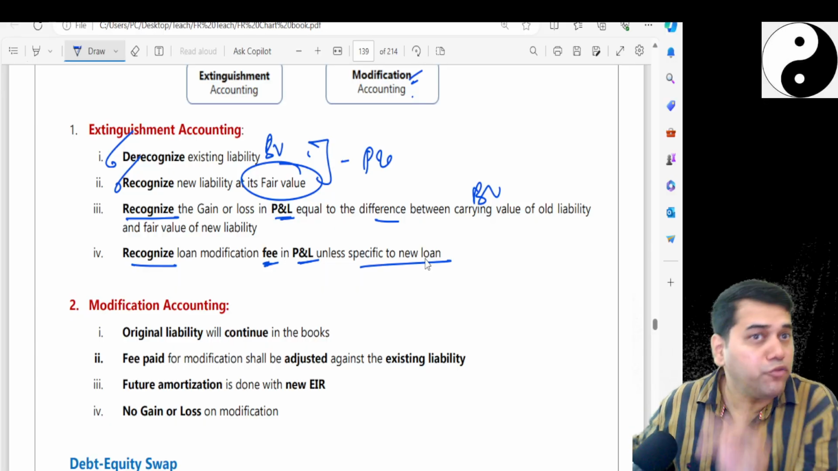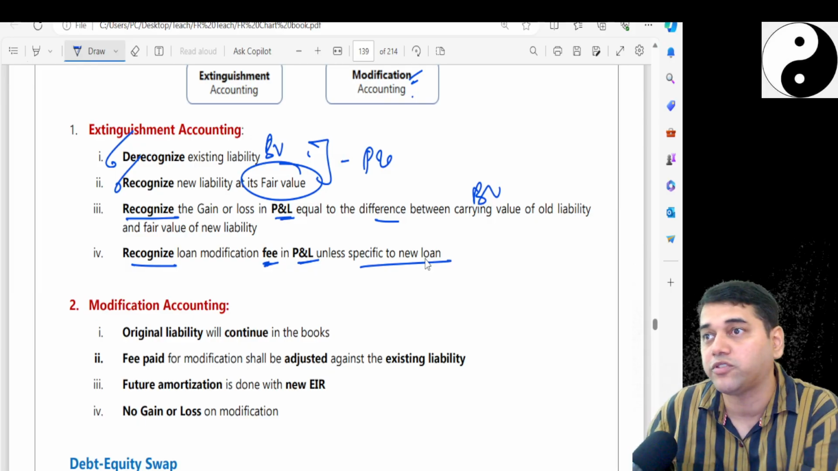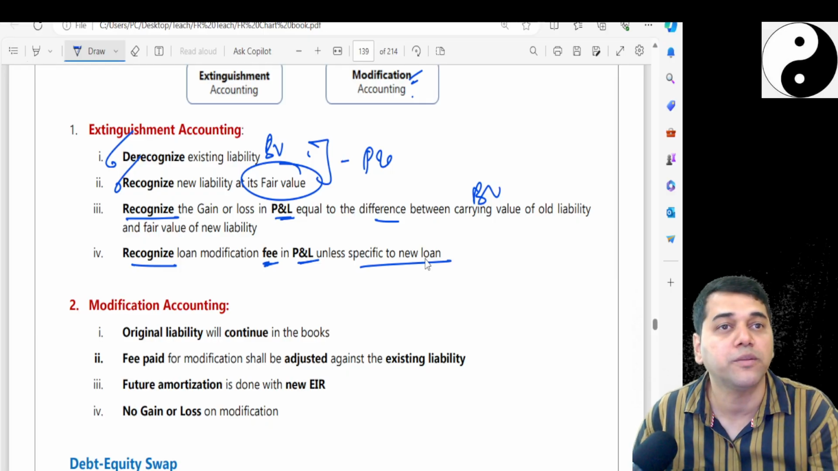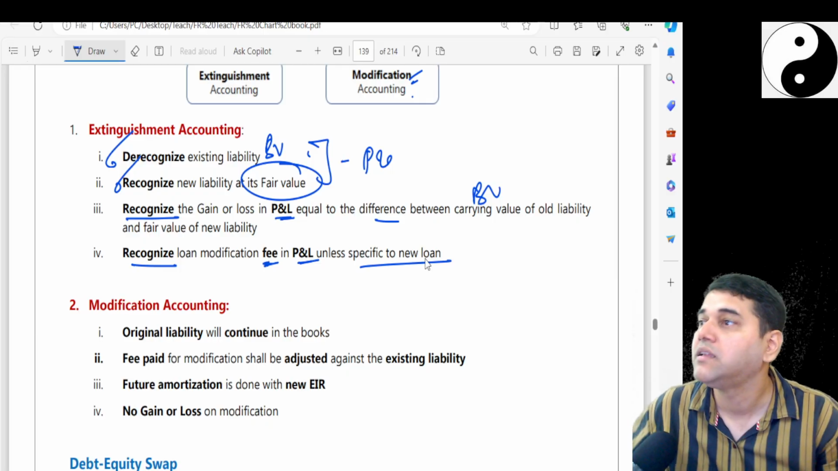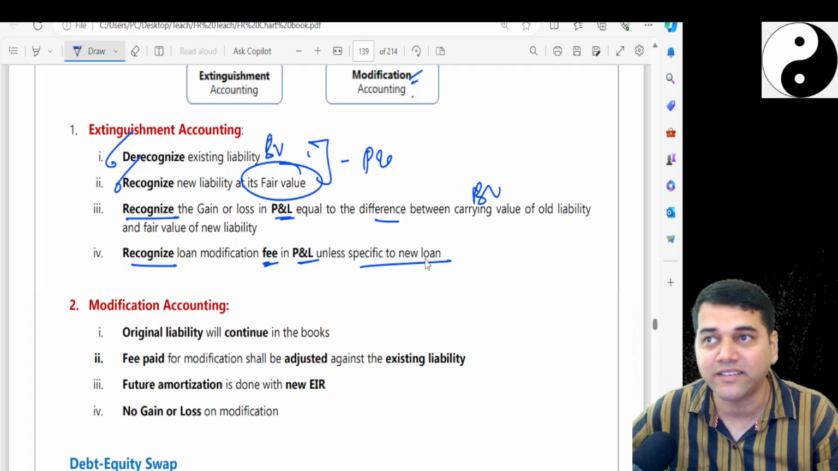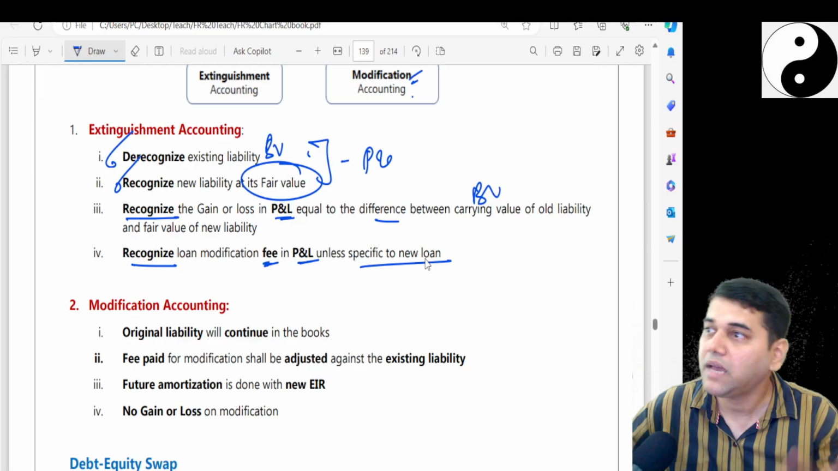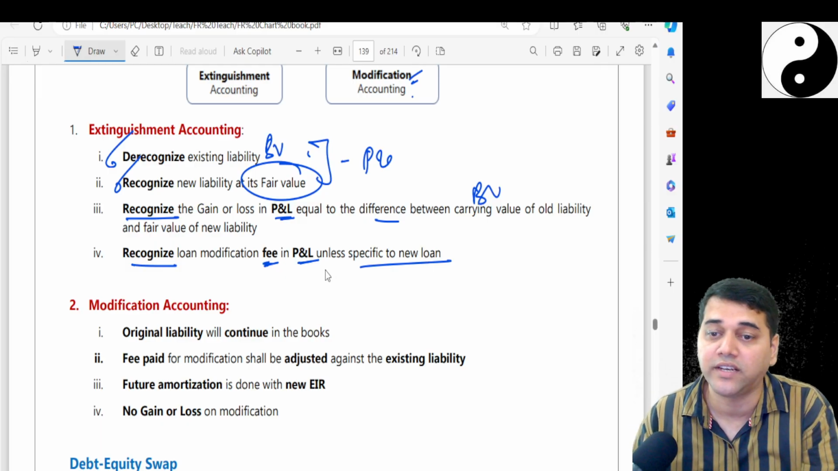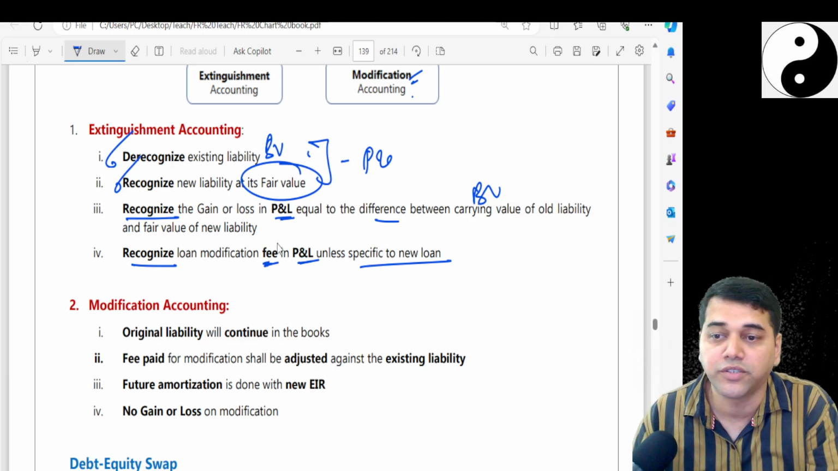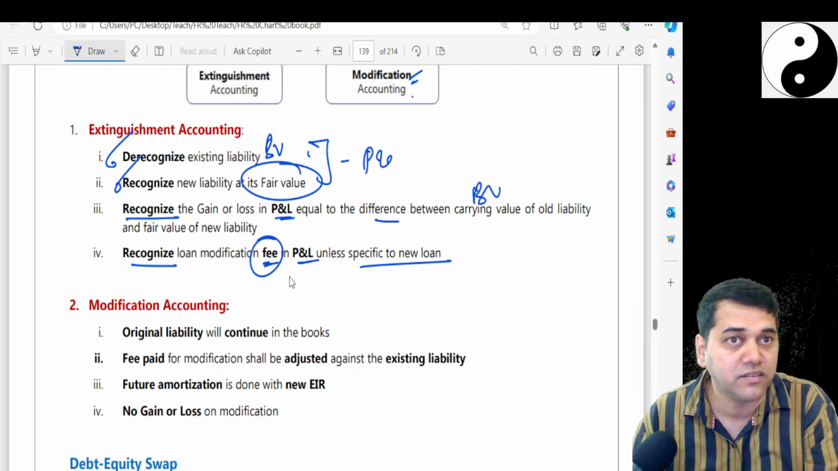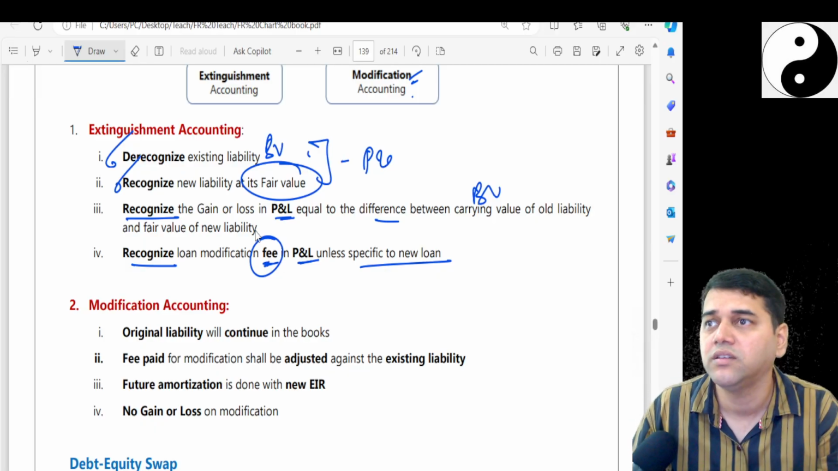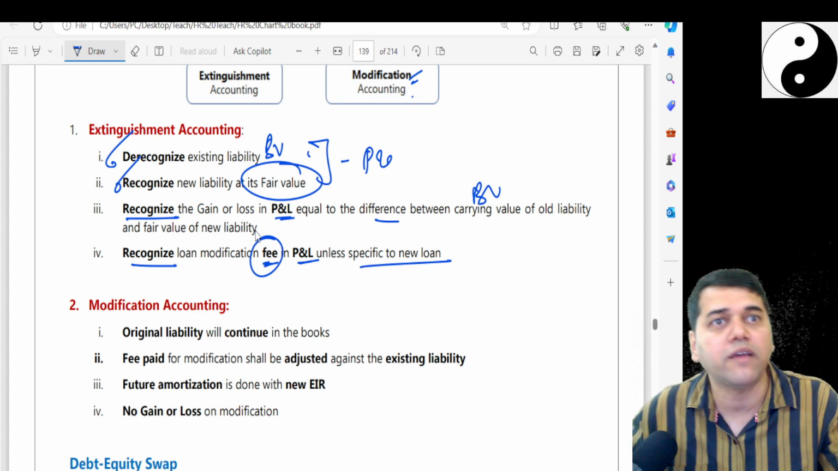So if they tell you very specifically in the question that this processing fee is meant for the new loan, then what should you do? Amortize. With a financial liability, when you incur transaction cost, you amortize. But if the question is silent, your basic assumption is that the transaction fees are meant for the old loan, so transfer to the P&L account. Why? What is the logic? The loan itself is not there. What will I amortize there?